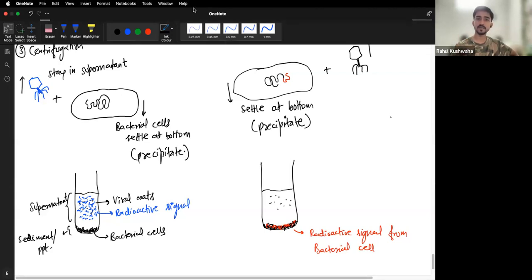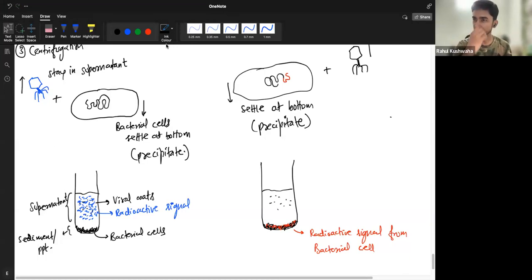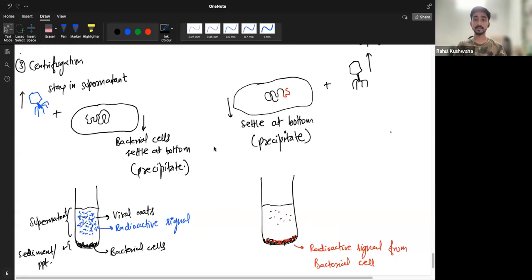Give me a thumbs up if you understood this experiment. Okay, perfect. So write down radioactive bacteriophage viruses. Yes, Aisha is saying, sir, could you do a small recap? I find it a bit difficult to understand. Okay, perfect. No, simple. I'll do it.